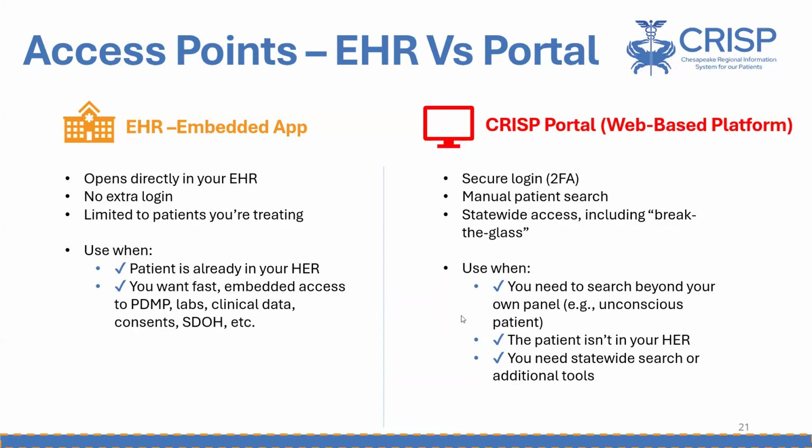You can use the CRISP portal, which is our web-based platform, where it allows you to search for patients and pull up all applications, even ones outside of the clinical record. So it's good, even if you do have access to the EHR embedded app, to also maybe have access to the CRISP portal so that you can perform those patient searches and use other CRISP applications outside of just the clinical record.